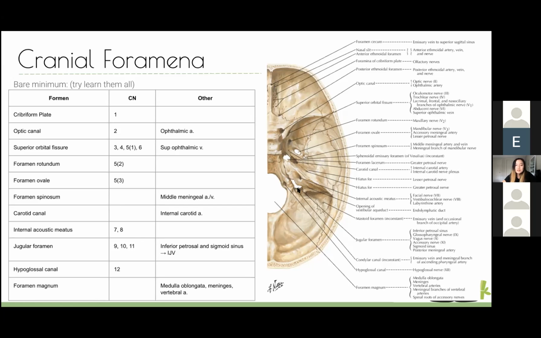The next one is your jugular foramen. 9, 10, and 11 are in here, as well as a couple venous sinuses from your brain, which I'm sure Gavin will touch on in neuro, flowing into your IJV. And then you've got your hypoglossal canal with your hypoglossal nerve, nice, and your foramen magnum with like your brainstem and everything like that.